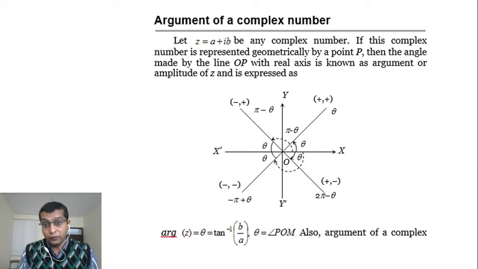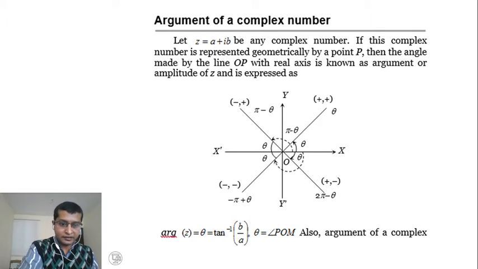Let z equal to a plus ib be any complex number. If this complex number is represented geometrically by a point P, then the angle made by the line OP with the real axis is known as the argument, or amplitude of z. It is represented using this diagram.